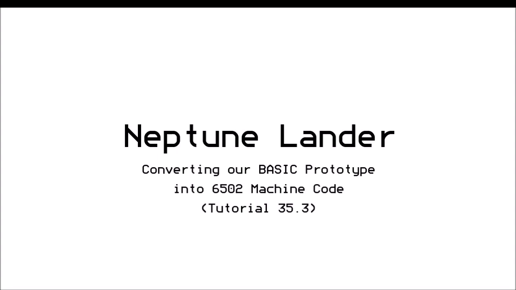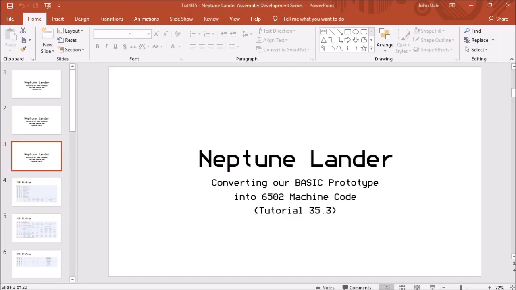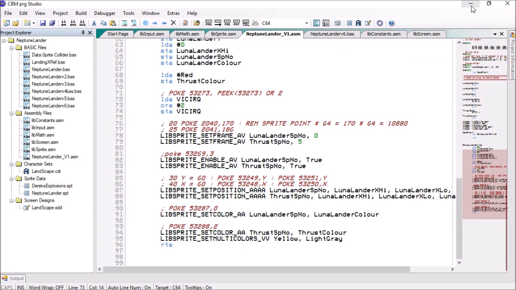And this is part 3 of tutorial 35, where we're converting our BASIC Lunar Lander program into machine code. Now, in the last episode we were setting up the sprites for the Lunar Lander ready for being used. So in this episode we're going to be setting up the background, the landscape and all that.